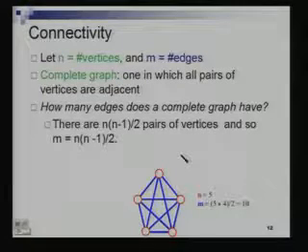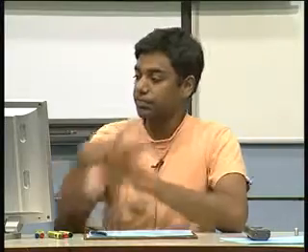So how many edges does a complete graph have? n choose 2, right? Because there are n choose 2 pairs of vertices and there is an edge between every pair, and so you will have so many edges. How many edges does a complete directed graph have? 2 times n choose 2. Basically there will have to be an edge in both directions, so it will become twice.